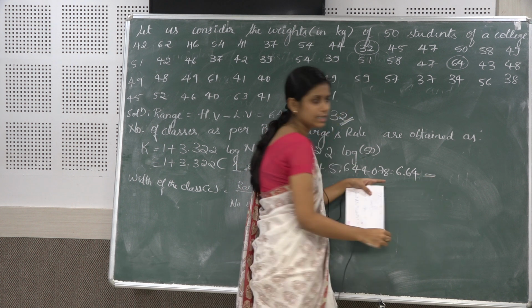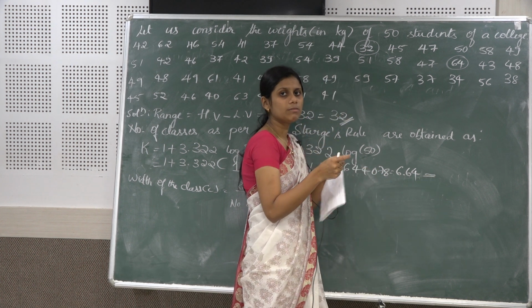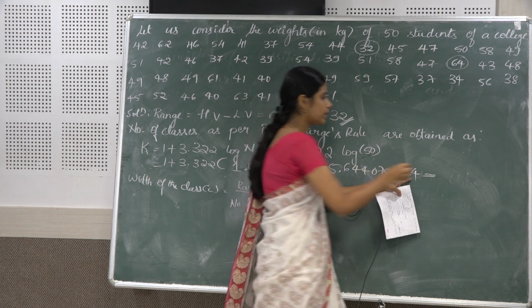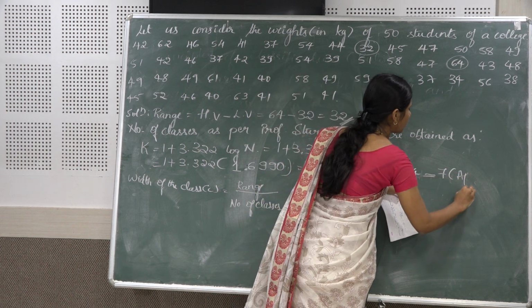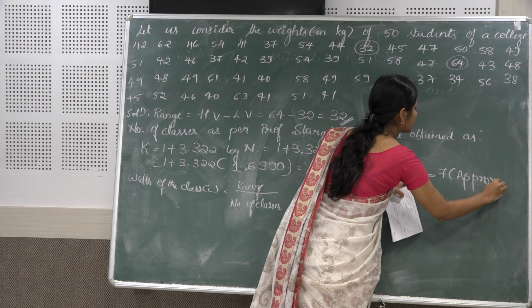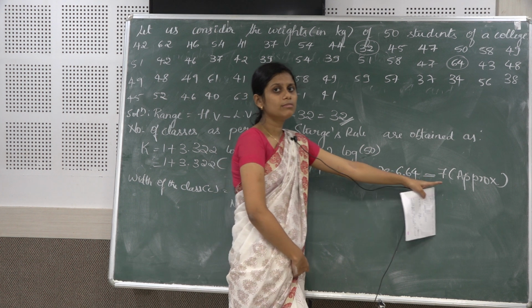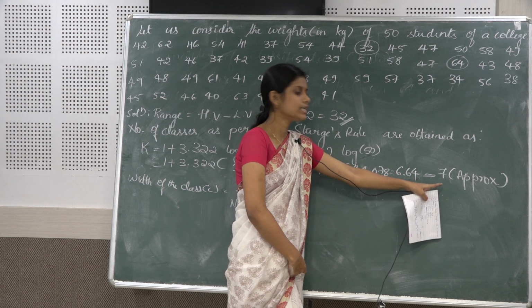So approximately, we can't take the decimal part, we have to approximate it. Approximately 6.6 means we can take it as 7. So this is the approximate number of classes in a frequency distribution. We can frame the frequency distribution with 7 classes.